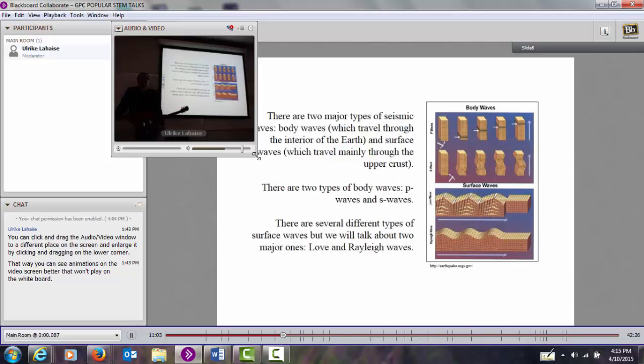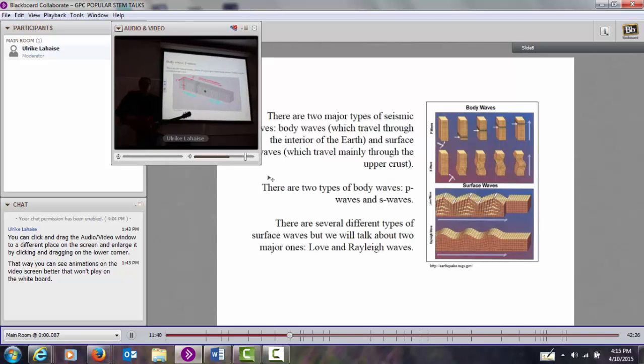Two major types of seismic waves: body waves and surface waves. Body waves simply travel through the interior of the earth. Surface waves are the waves that occur on the surface of the earth. And they're linked to the epicenter, which is the expression of what happens first. Two types of body waves are P waves and S waves. And there's several different types of surface waves. The most common ones are the Love and the Rayleigh waves. And we'll get into what those are.